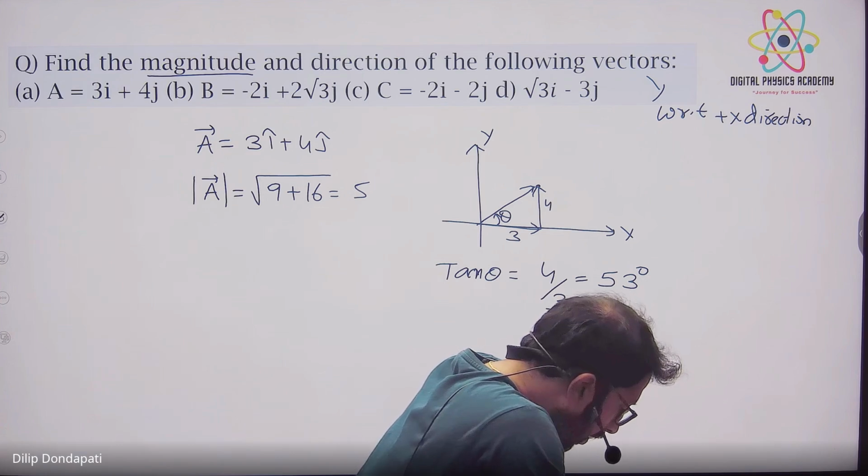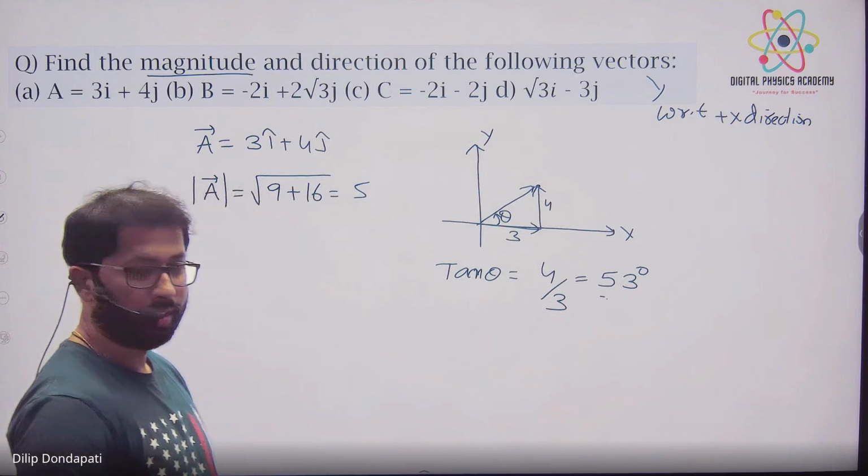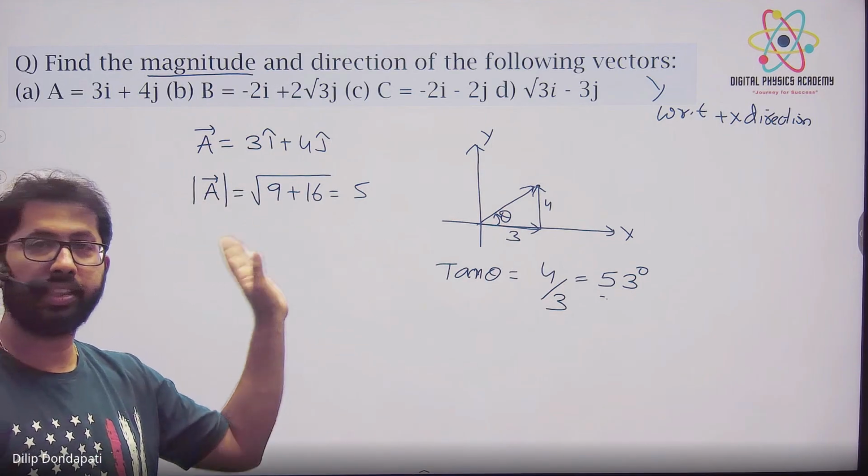Sir, is the C vector -2 i cap -2 j cap? In C. Okay. Magnitude I want. Okay, sir. This is -5 to -2. What is the angle? The second one. Anybody? Sir, 60. Wrong. With respect to positive x-axis I want.